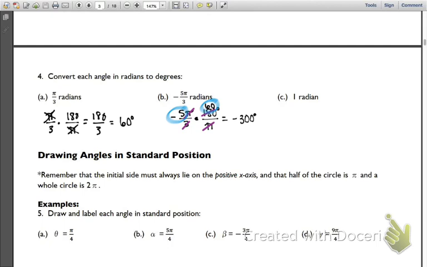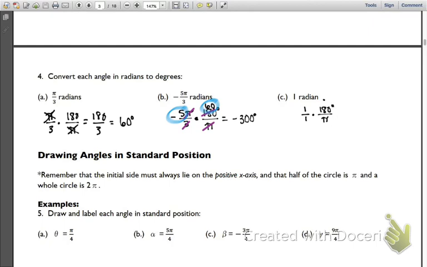Now, C is a little bit different. What don't you have? It says 1 radian. What have we had on A and what have we had on B? We've had a pi, right? So if I have 1 radian and I need to convert this into a degree, I'm going to have 1 over 1 times 180 over pi.